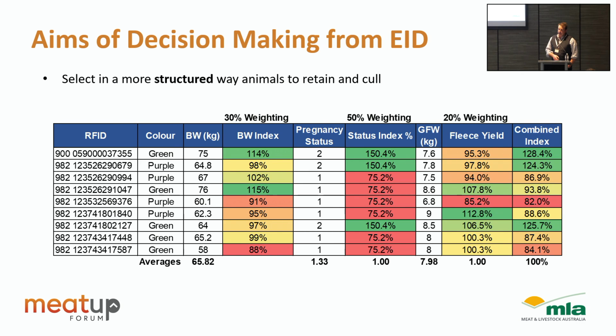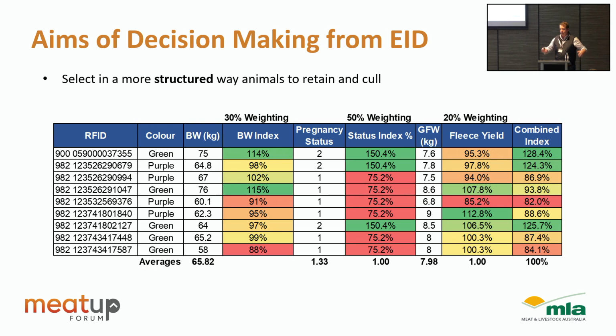So this is just a pretty standard example. We look at 3 simple traits there. We've got body weight on the left-hand side, pregnancy status, and greasy fleece weight. So if we look, we've got a variety of ewes. The average is 65.82, 1.33, 7.98, and these aren't real data sets. This was just done after a couple of glasses of red one night, so don't read too much into it.